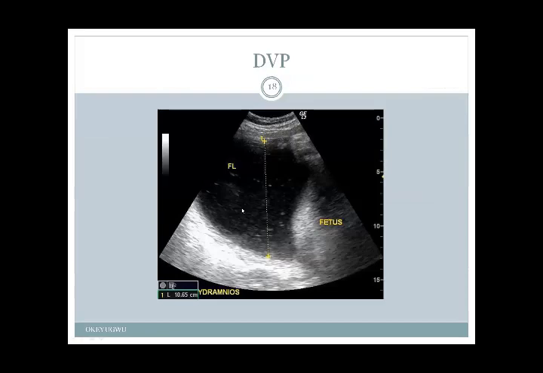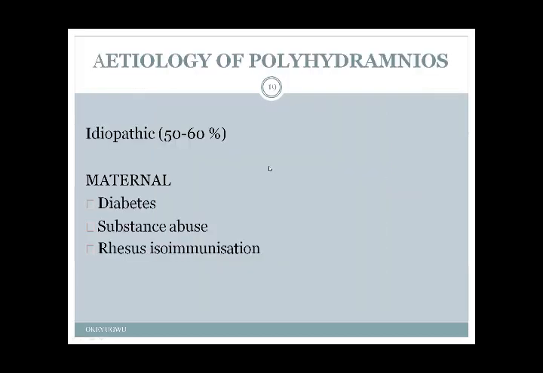You see, this is the picture of polyhydramnios, where you are observing more fluid, and here is the fetus. So there is more fluid we are observing, and it is devoid of any fetal part or any umbilical cord. It's idiopathic in most of the cases. Maternal causes can be diabetes.